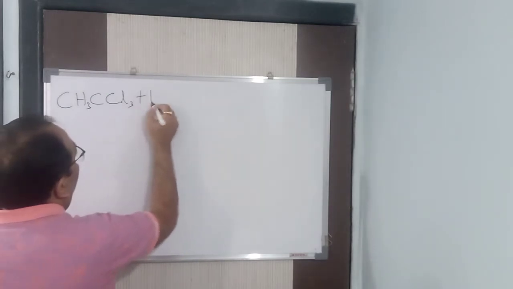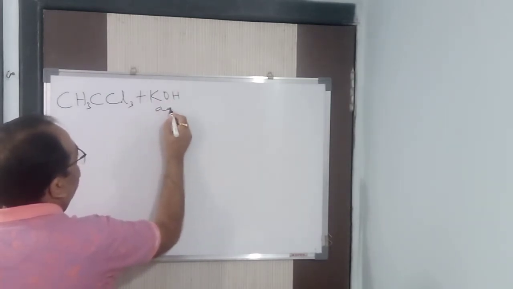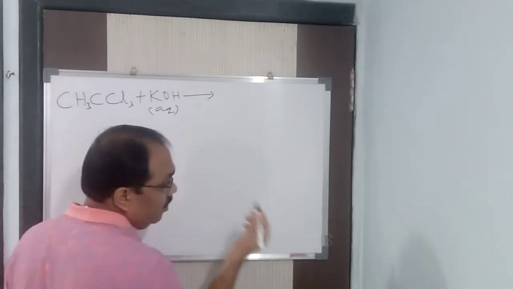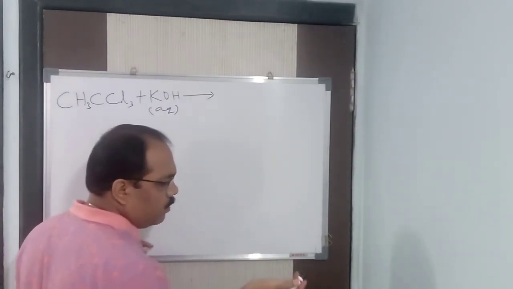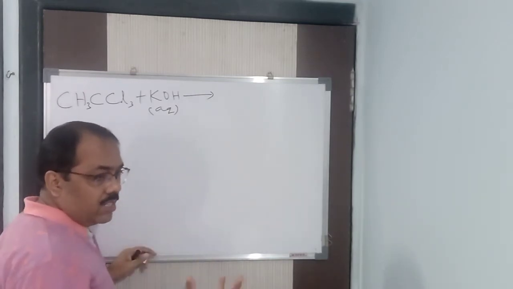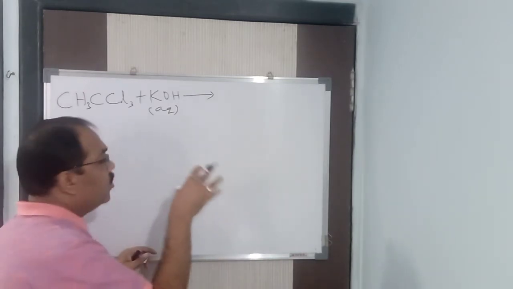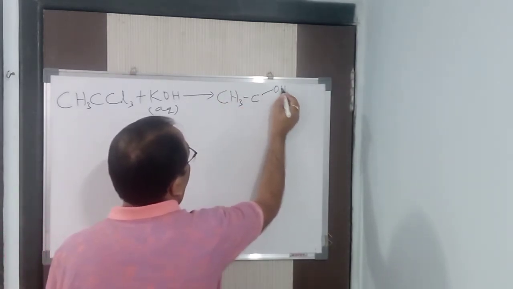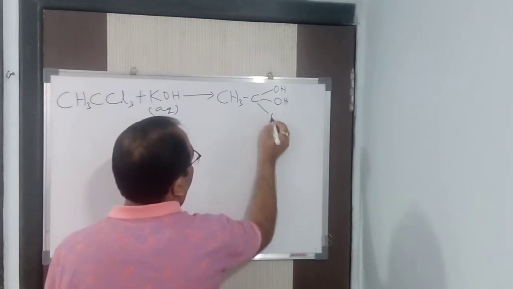Now what will I do? I will react with aqueous KOH first, hydrolysis. So what will happen? Hydrolysis means, as I said, replacement by OH group. Whenever I say hydrolysis, try to understand that I am going to replace with OH group. So what am I going to get? CH3, then C, here OH, here another OH, and here another OH.